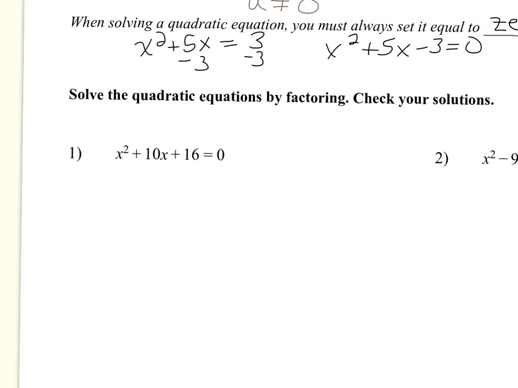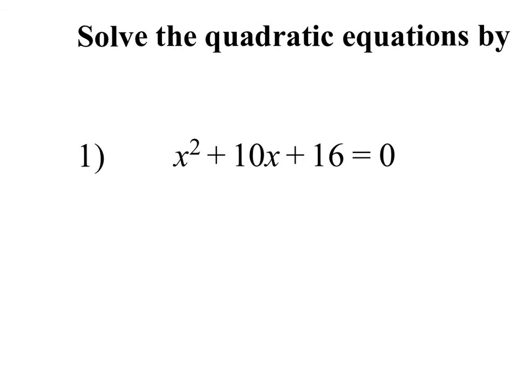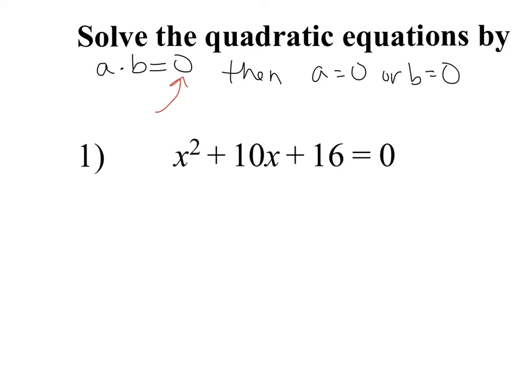So the first way we're going to solve quadratics is by factoring. Now we do this by taking advantage of a really simple mathematical theorem, which is called the zero product property. And it simply says if a times b equals 0, then a equals 0 or b equals 0. So if two things multiply to give you 0, then one of them must be 0. This is kind of why we want our quadratics equal to 0, because we can use this property if it's set equal to 0.